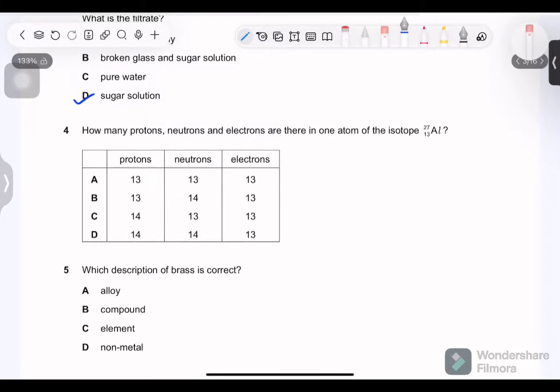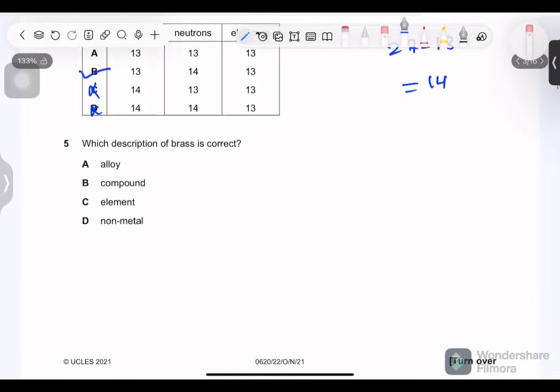How many protons, neutrons, and electrons are there in one atom of the isotope aluminium-27, atomic number 13? The number of protons is denoted by the proton number. So 13 protons are there, and the number of electrons is the same. The number of neutrons is calculated by subtracting the two, which is 14. So option B is correct. Very straightforward.